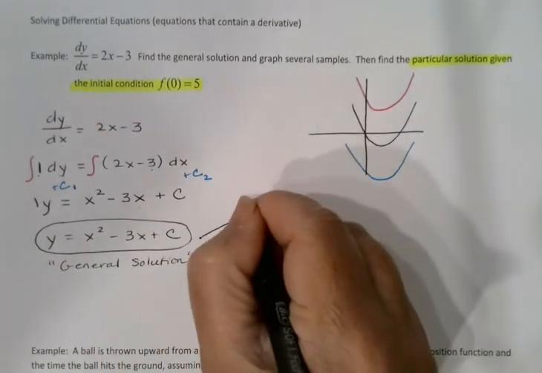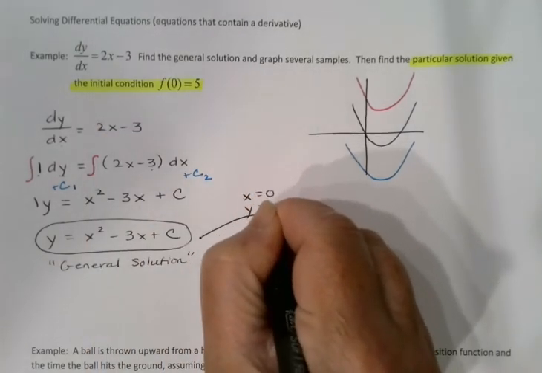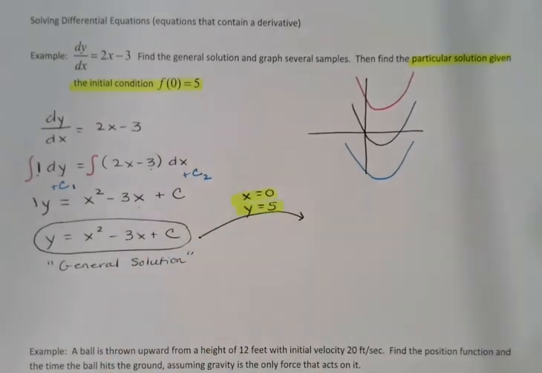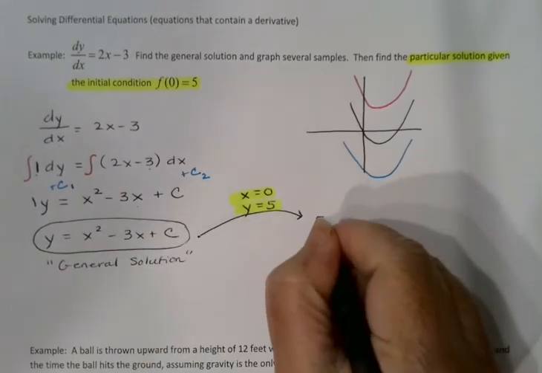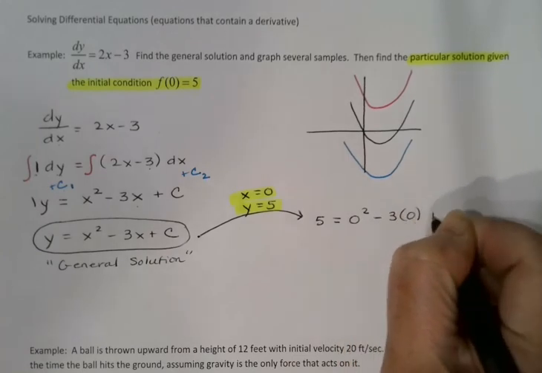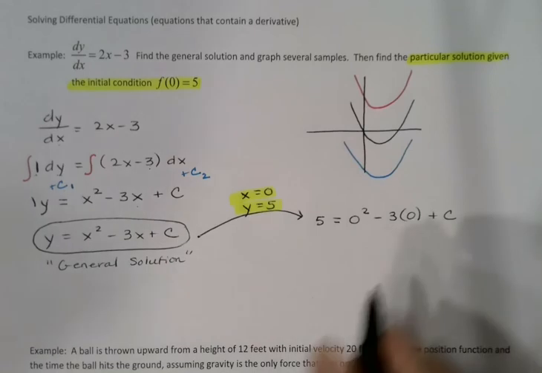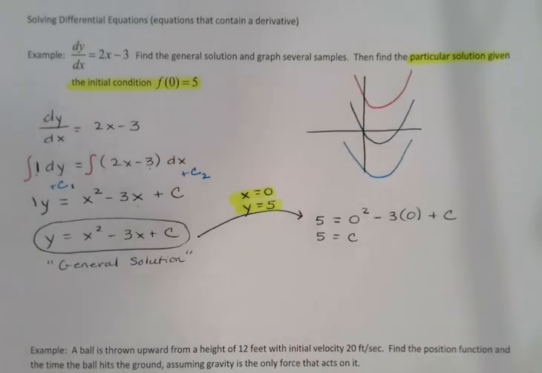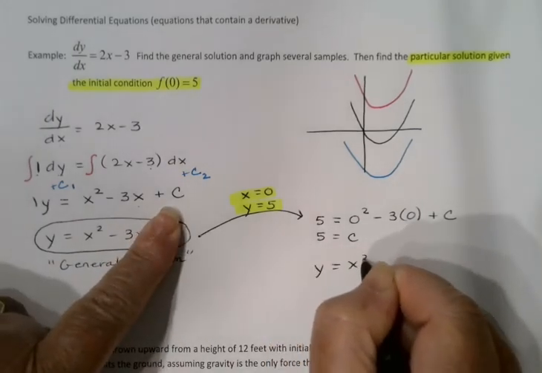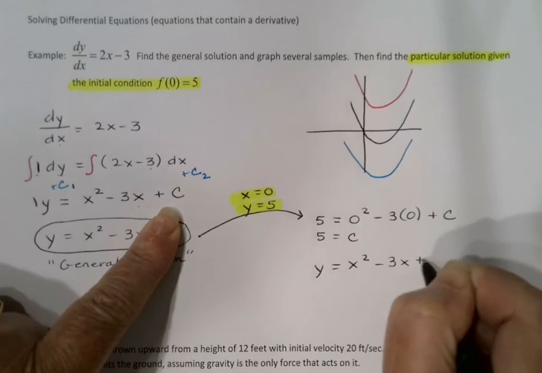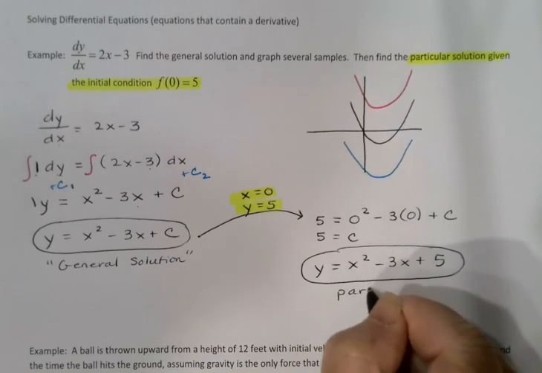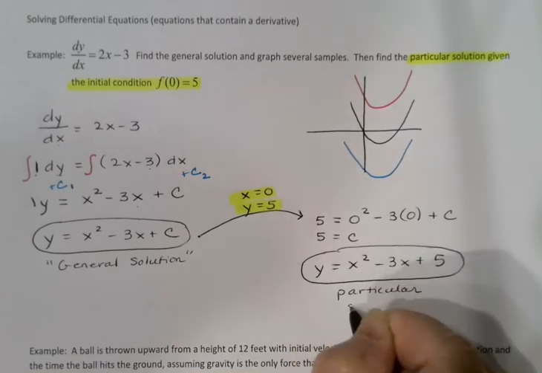So I'm going to put in my initial condition, x equals 0, y equals 5. And that means I'll have 5 equals 0 squared minus 3 times 0 plus c, or simply 5 is equal to c. So if I put that in, I'd have y equals x squared minus 3x plus 5. That is the particular solution that goes with the initial condition.